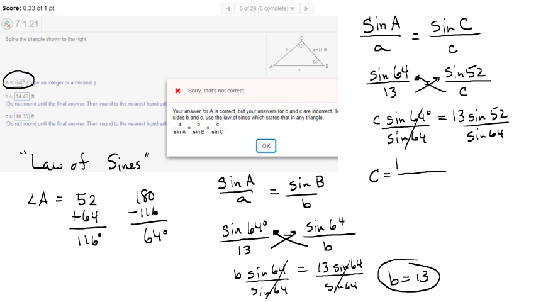11.397 to the nearest hundredth, then would be 11.40, and that's in terms of feet. I should put the feet over there on the other side too. So there it is. So b is 13 feet, c is 11.40 feet. All right, and hopefully that helps.